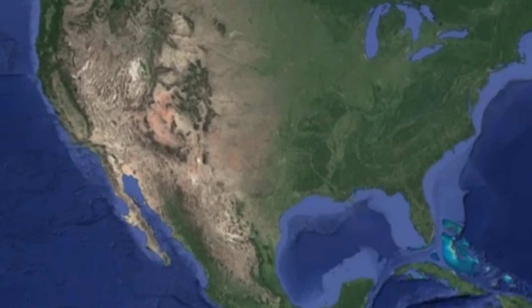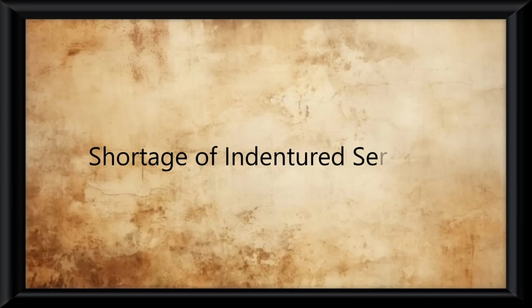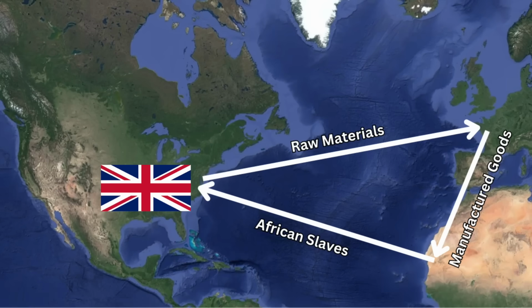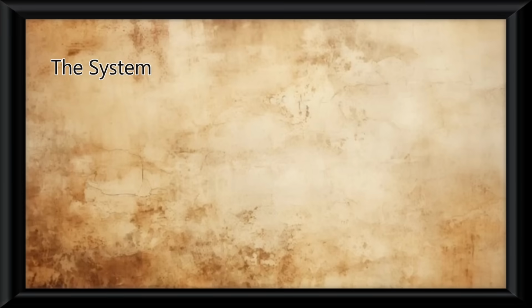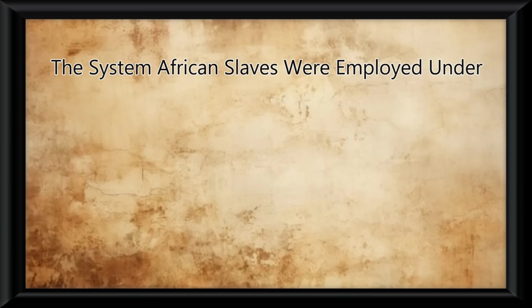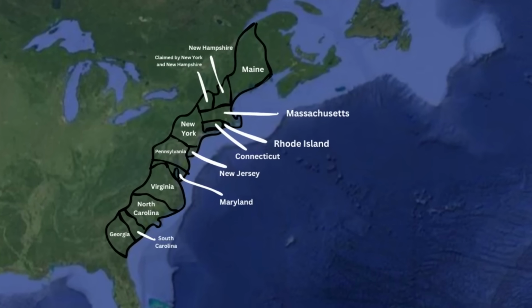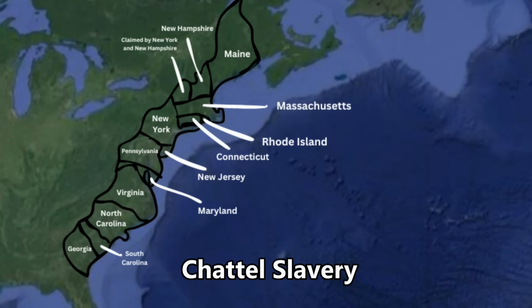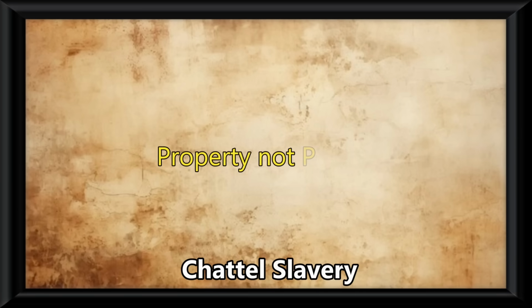of the Pueblo peoples. So we already know that there was a shortage of indentured servants, and therefore the British started participating in the African slave trade. The system that African slaves were employed under the Spanish was called asiento, but in English colonies they were employed under a separate system known as chattel slavery, where slaves were treated as property and not people.